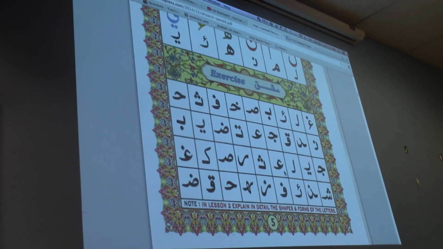Ain. Tha. Ra. Sod. Kaf. Ghain. Over here we have sheen.